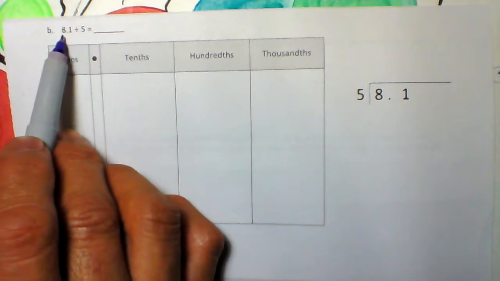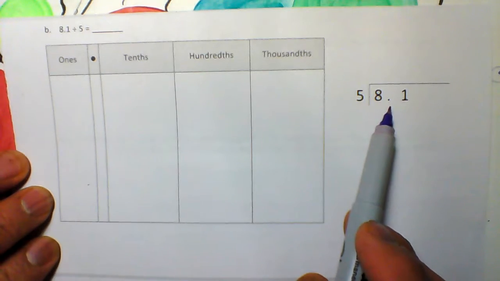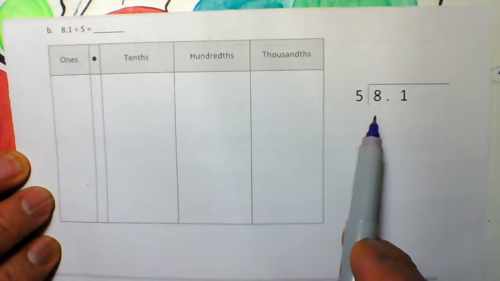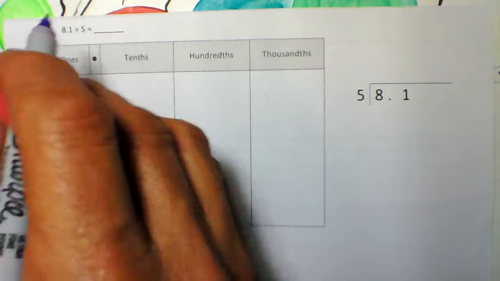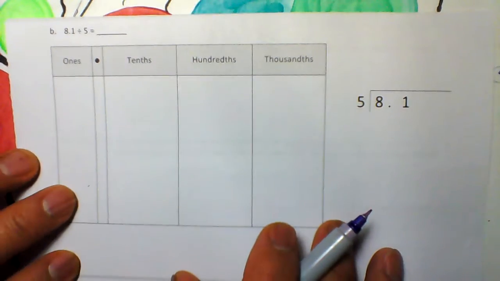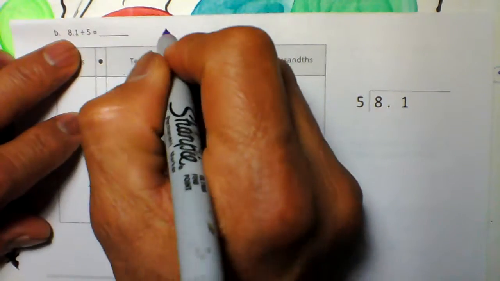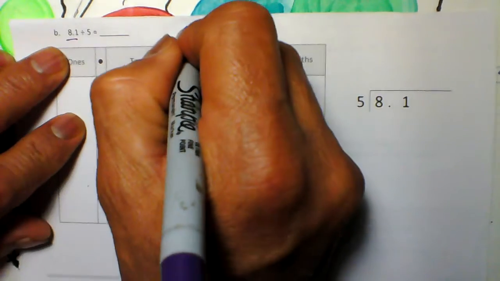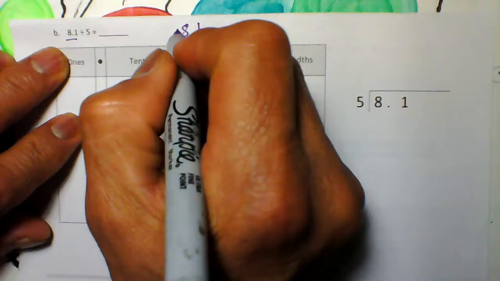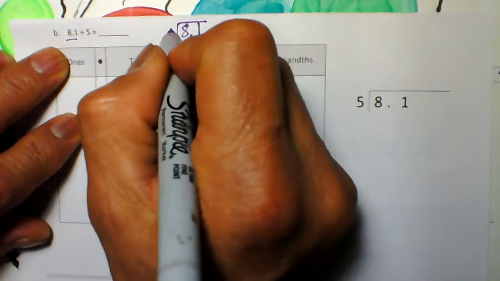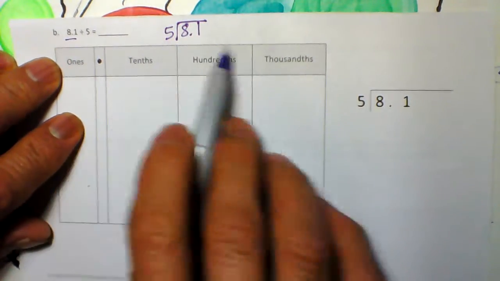When you're going to convert this into this kind of division, this is a horizontal division. We're going to make it into a vertical division. This is how you always do it, and this is a common error for my students. So you will write the first number first: 8.1 divided by 5. That's how you write it.